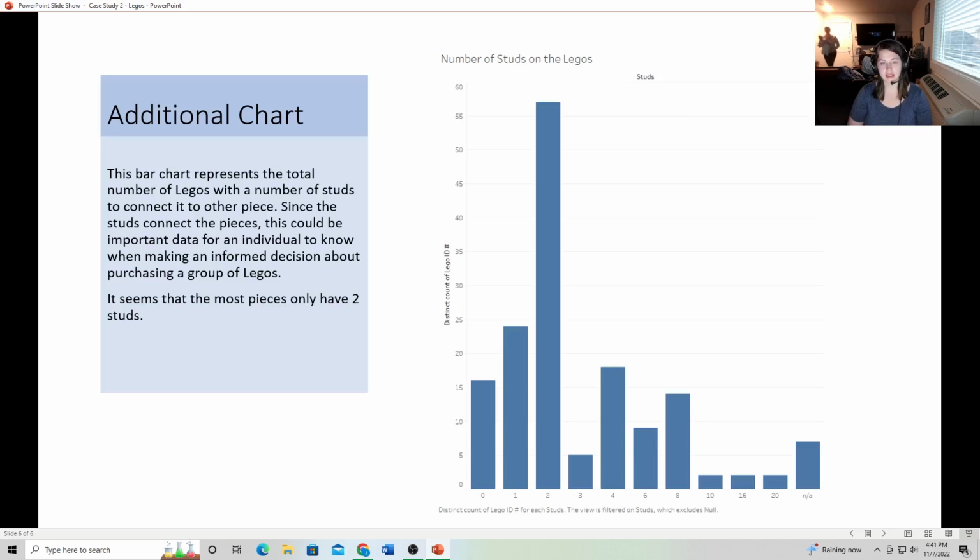Another chart that I did was the count of Legos and how many studs they had, to see which studs or connectors were the most prominent. So you have 2 studs being the most prominent and really an outlier to the amount of numbers that the rest of the Legos had in connectors or studs. So most of the pieces either had 1 or 2 studs, followed by 4 and 8.